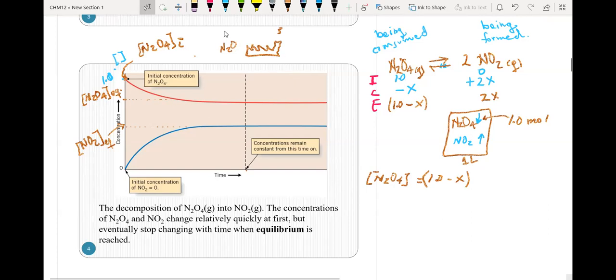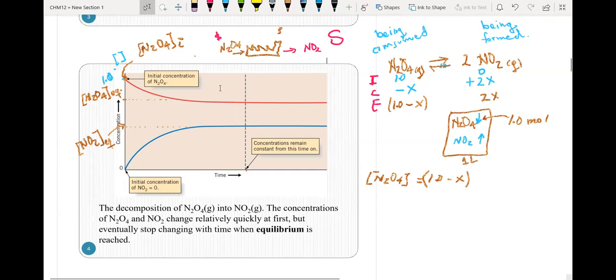You buy it very cheap. And you transform it in your factory into NO2, nitrogen dioxide gas. And you sell this at a very good price. You make a good profit out of that. If you see it from that point of view, you don't like this. If you are the owner and the CEO of this company, you don't like that equilibrium situation. That's going against your business.